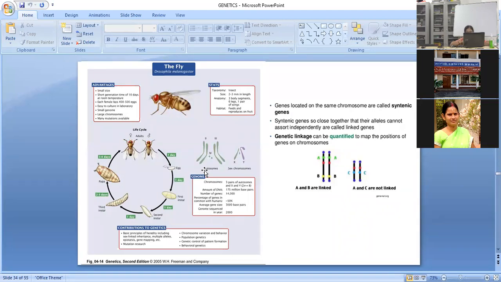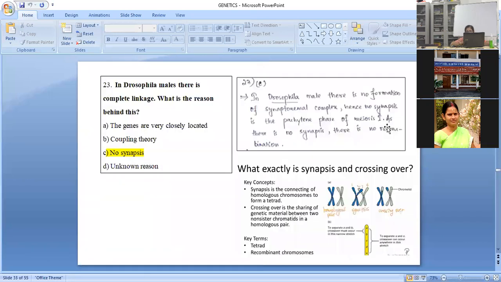This is a picture about Drosophila and how the linked genes are there. Some genes that are located on the same chromosomes are also called syntenic genes. Madam, I have one question.